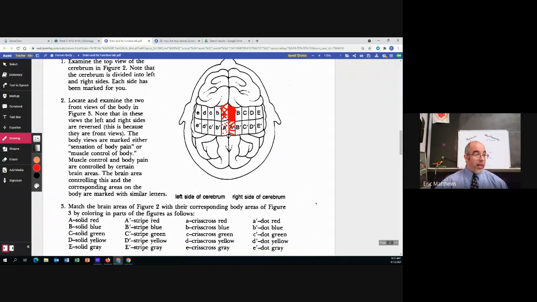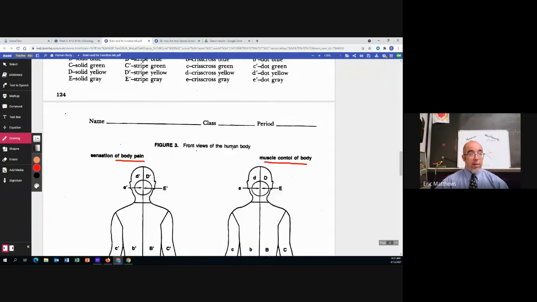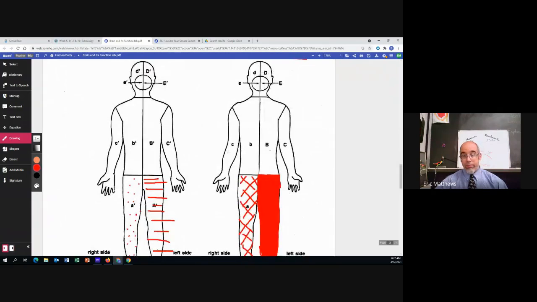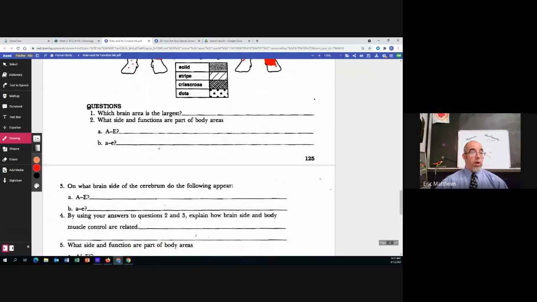Then we move on to B. That's going to be in blues, following the same pattern. C will be in greens, D will be in yellow, E will be in gray. So you just follow along. You do each of the patterns with each of the colors in this brain diagram, and then again down here. And then we move on to the questions.